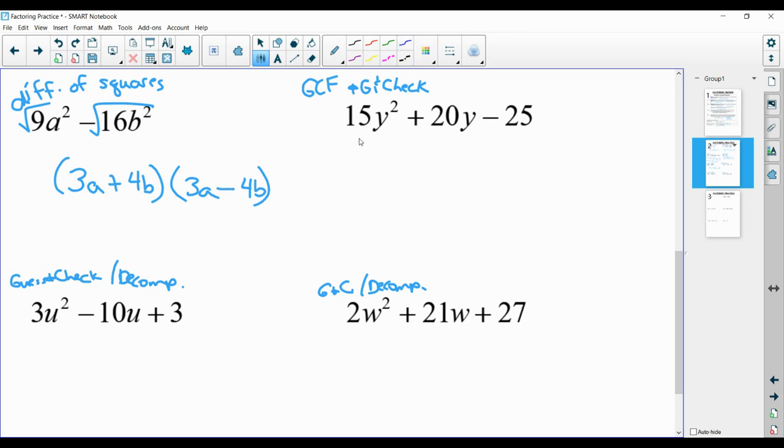All right, the next one here, we're going to look for that GCF first. So I've got 15, 20, and 25, so I can pull out a 5. And so we're dividing each term by that GCF. In our brackets, we'll have our leftovers. 15 divided by 5 is 3. And that leaves me with y squared. 20 divided by 5 is 4. Y minus 5.